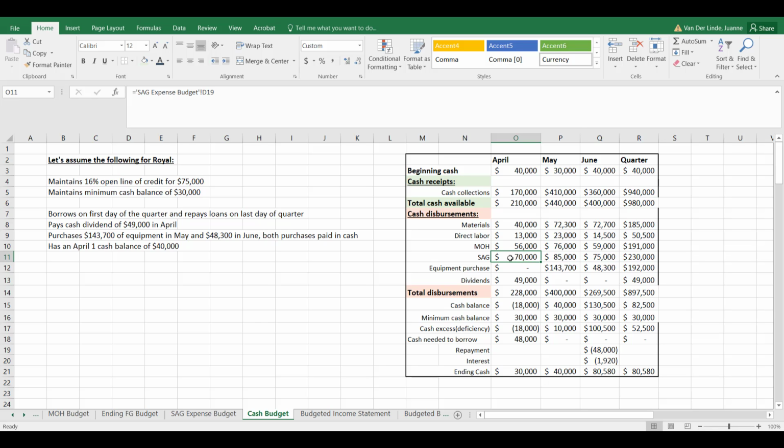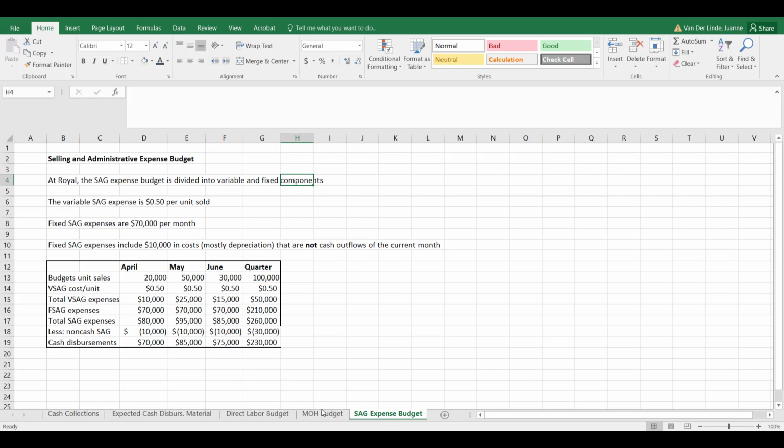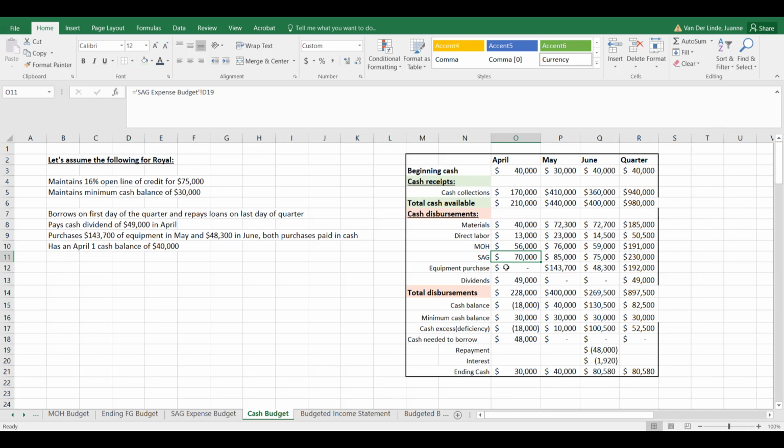And also SG&A expenses. We completed an SG&A expense budget that not only estimated the total SG&A expenses for each month, but also the amount that would have to be paid in cash. And in April, we determined that $70,000 of the $80,000 would be required as a cash disbursement to pay those SG&A expenses. So that's where that $70,000 is coming from. But in April, they also said that Royal paid a $49,000 dividend. So we also have to subtract out, or add in rather, the $49,000 of dividends as part of our total disbursements.